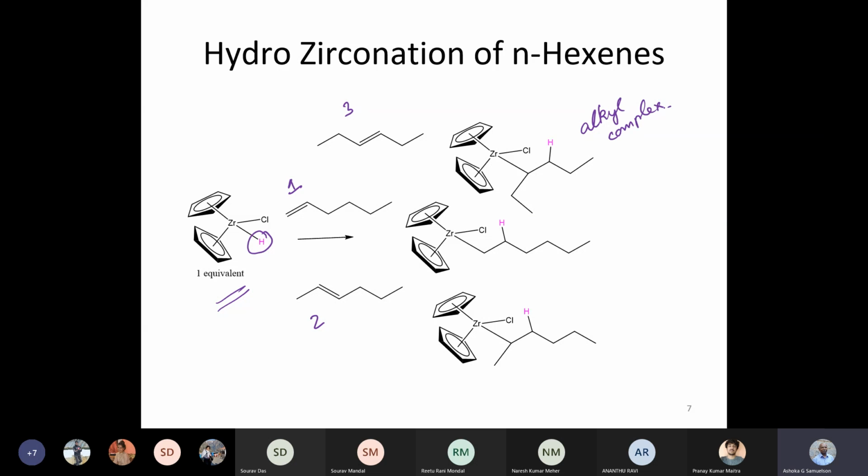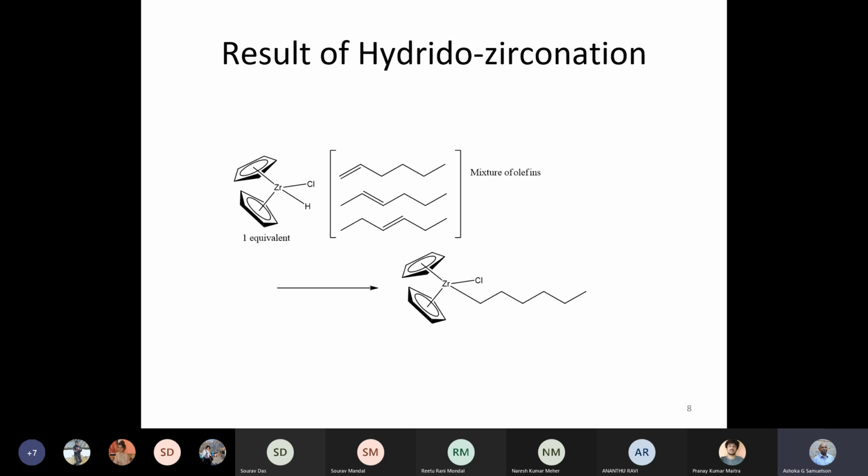So notice here, once again, the product is a 1-electron donor. So the incoming 2-electron ligand is converted into a 1-electron donor. So basically, this is what you would expect. If I treat these 3 alkenes, you should get these 3 different products. But surprisingly, if you take a mixture of olefins and treat them with the Schwarz reagent, the end product is the terminal alkyl complex.